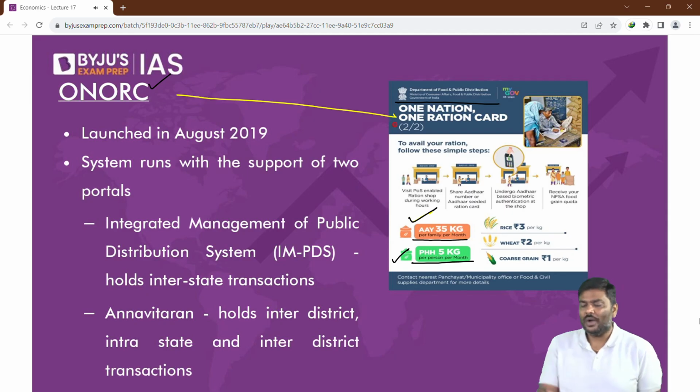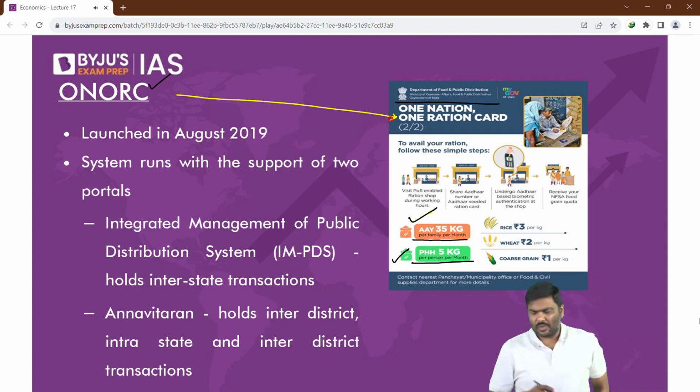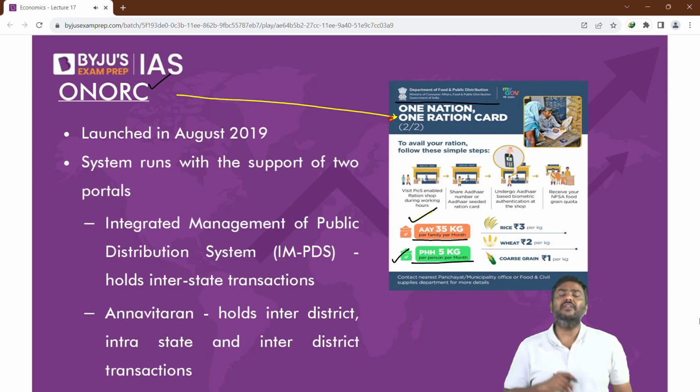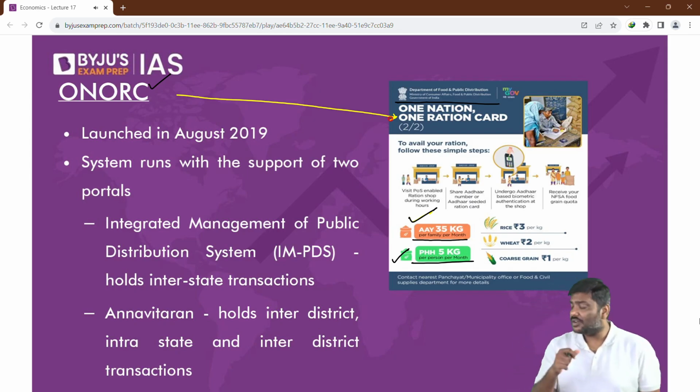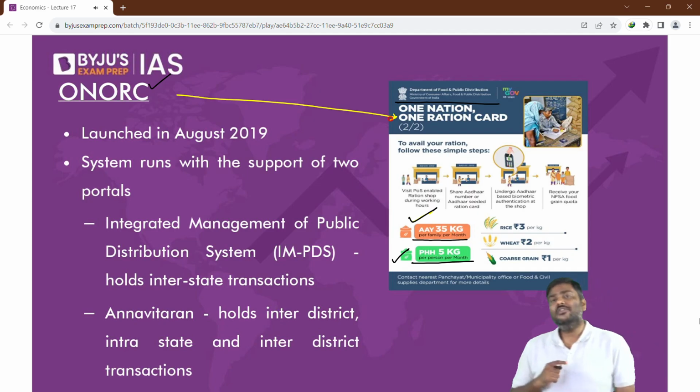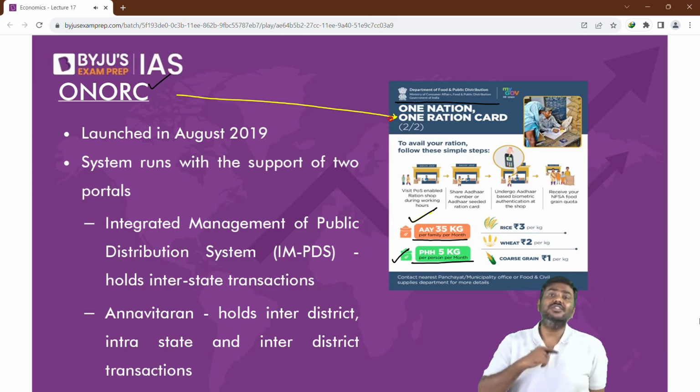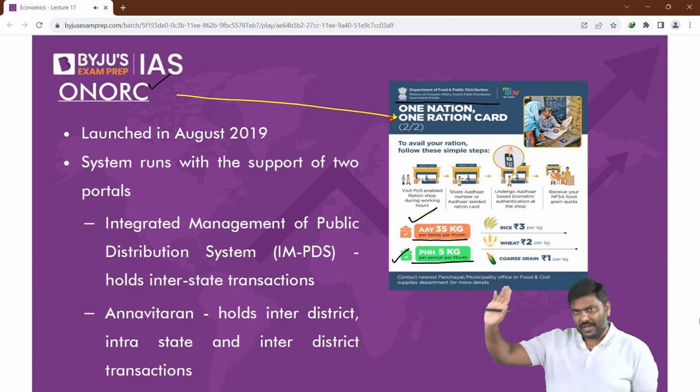One nation, one ration card. Before you start asking what is the long form, please look at the long form here. One nation, one ration card. Now, what is this one nation, one ration card? In simple terms, it will provide a portability of ration cards.